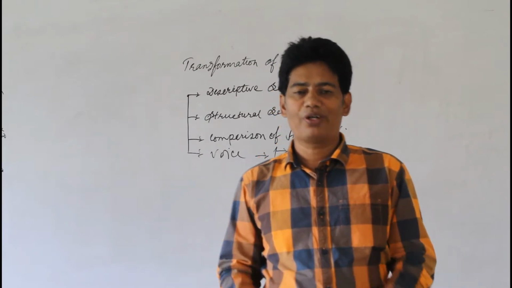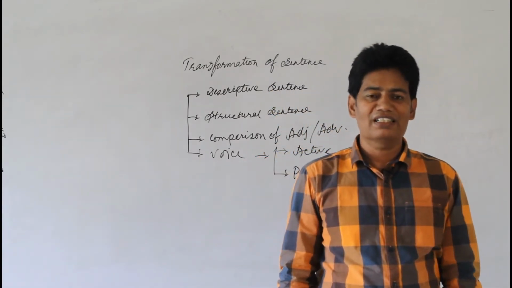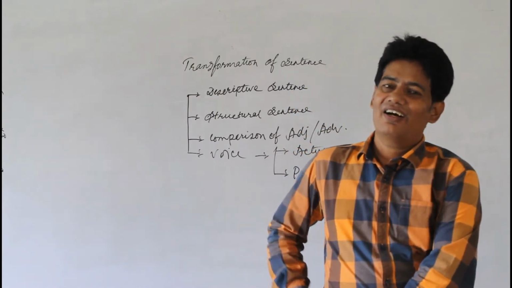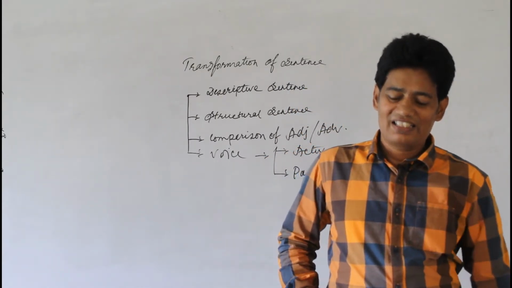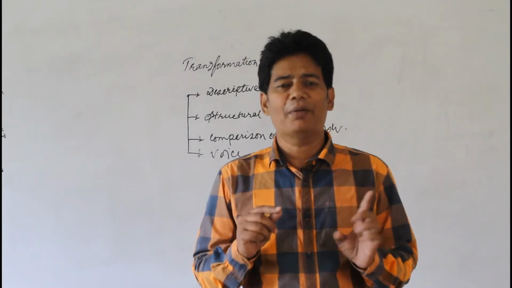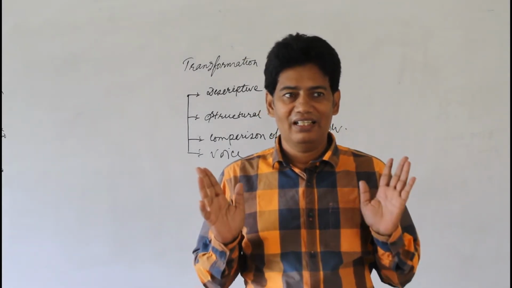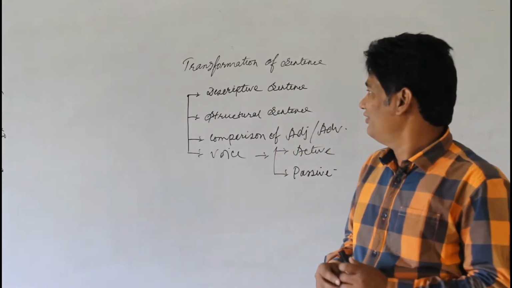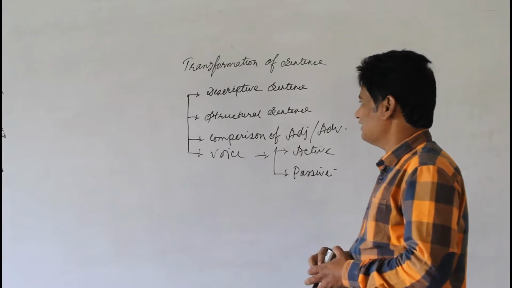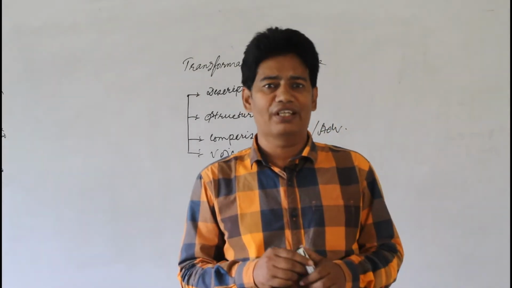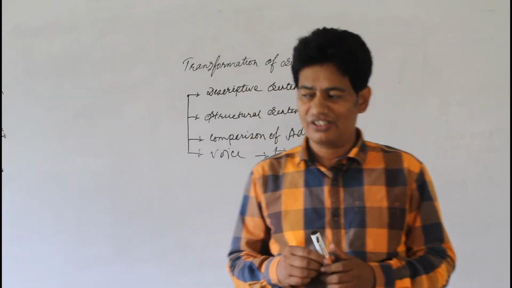Certainly, you have heard the names of affirmative sentence, interrogative sentence, imperative sentence, optative sentence, exclamatory sentence, and so on. These are exactly descriptive sentences. Descriptive means the sentence which describes or gives some description about something. They are called descriptive sentences. And then structural sentence: the sentence which normally deals with the structure of the sentence. These are called structural sentences.